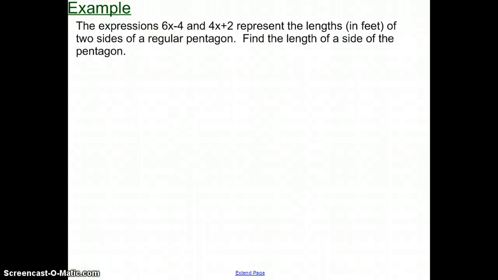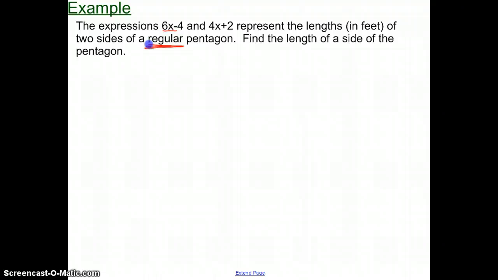And for our last example, again, I would like you to hit pause, try this on your own, see what you can come up with, and then listen to the explanation and see it worked through. Okay, so the expressions 6x minus 4 and 4x plus 2 represent the lengths in feet of 2 sides of a regular pentagon. Find the length of a side of the pentagon. Key thing right here, it is a regular pentagon, so all the sides are the same.